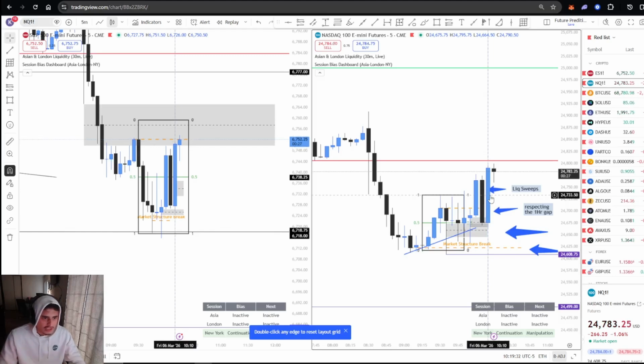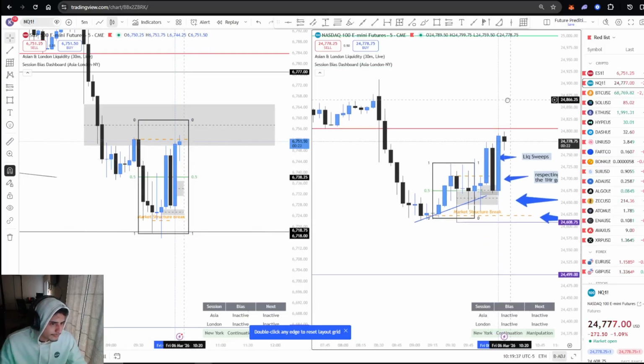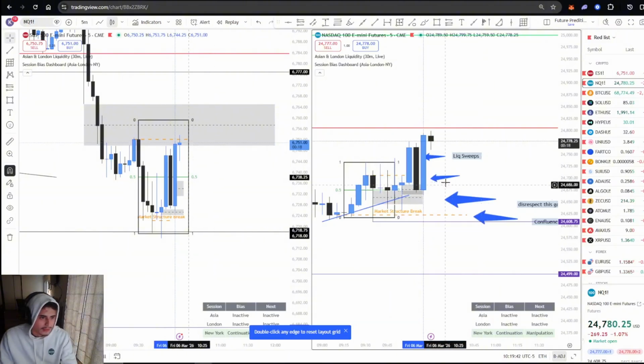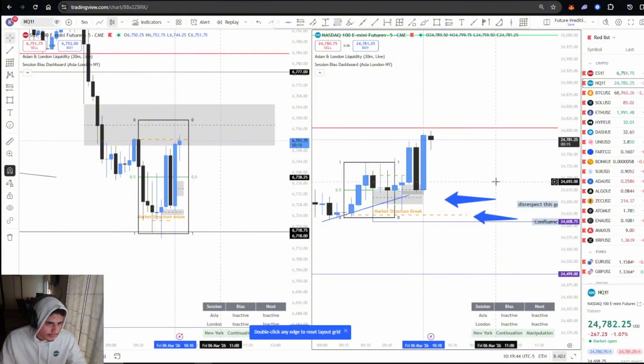And they're being on the side. They're both being on the side. We got bearish, we got bullish, bro. This 1 hour gap is gone. These liquidity sweeps are gone.